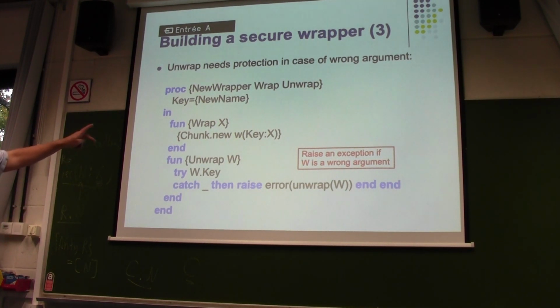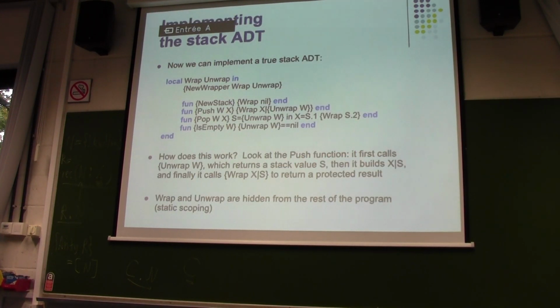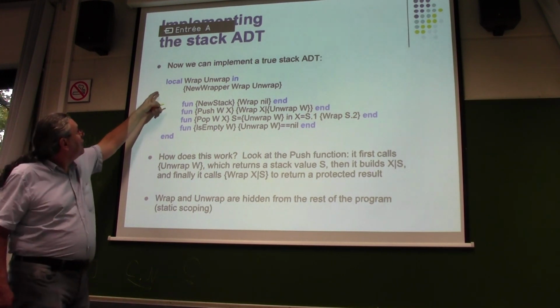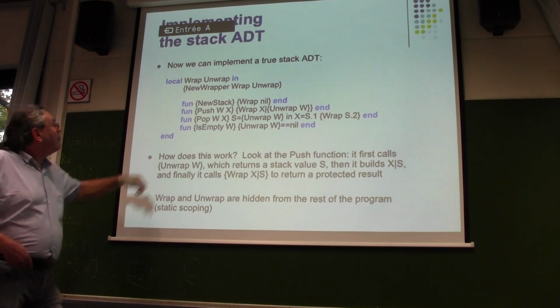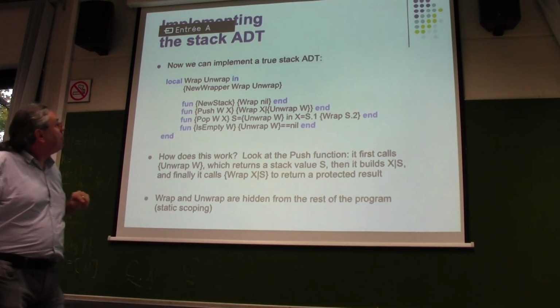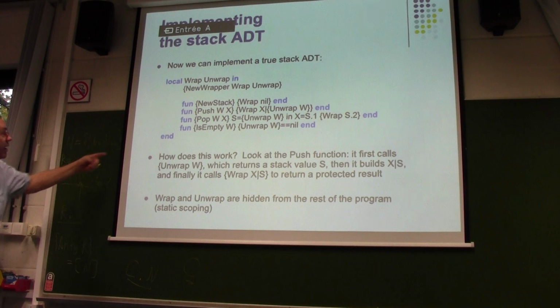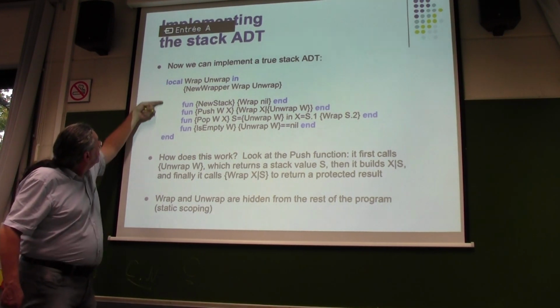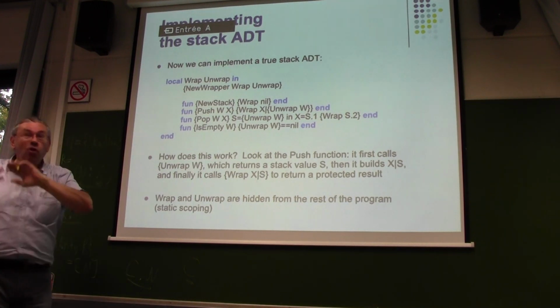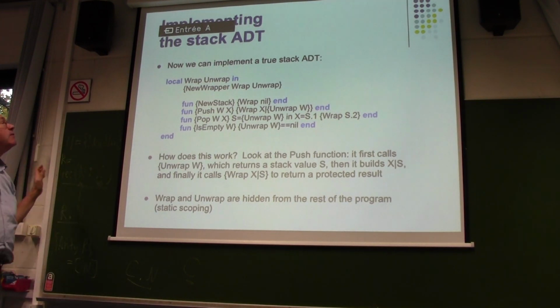Now that we have this, we can actually build a true abstract data type. And here is how it works. Notice I have a local end here, and I have these two identifiers, Wrap and Unwrap. Lexical scoping guarantees that I can only see Wrap and Unwrap in between the local and the end. Nobody else in the program can see them.